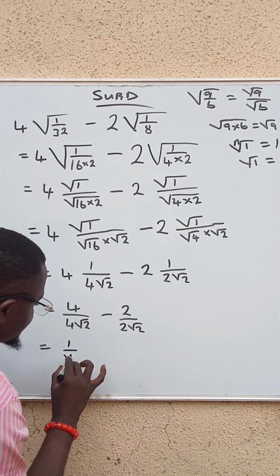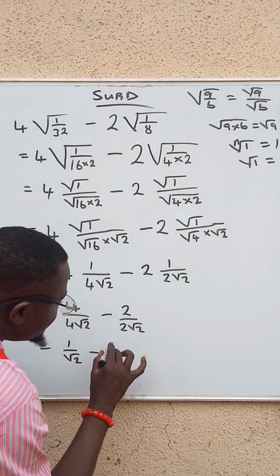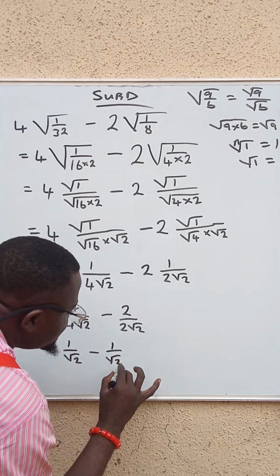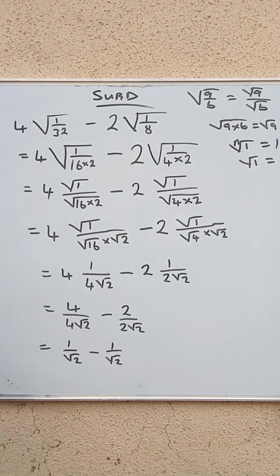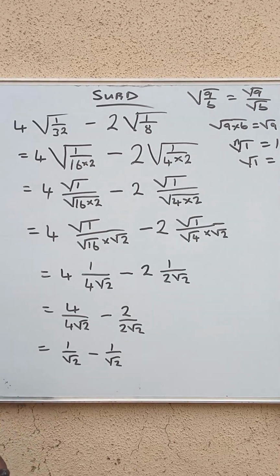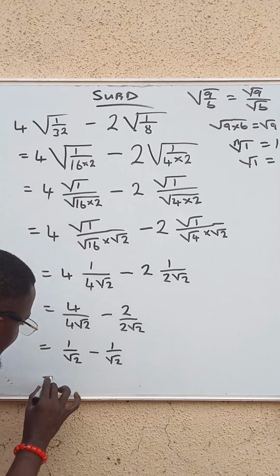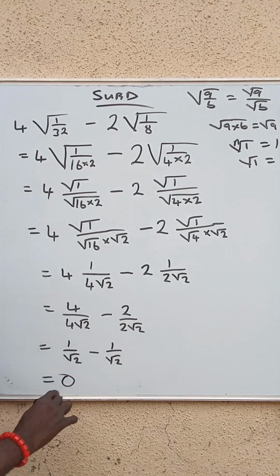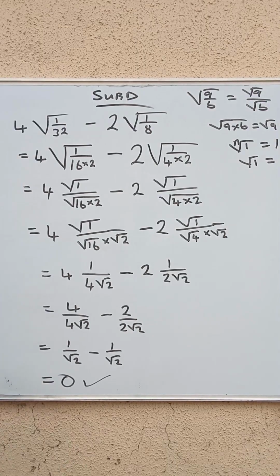1 over root 2 minus 1 over what? Root 2. A minus A is 0. 2 minus 2 is 0. So I have 1 over root 2 minus 1 over root 2. What do you expect? It is 0. So I now have equal to what? 0. And you have done justice to this.